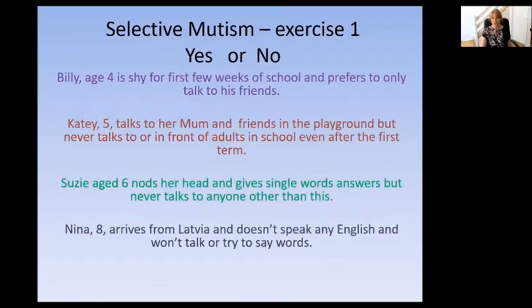So exercise 1 already. Have pen and paper to hand and consider pausing this video to give yourself time to read through 4 different scenarios. There's only a brief bit of information for each scenario. These are all made up children, but I'd like you to have a think about whether you think that child has selective mutism or not, or maybe what further information you'd want to have. So pause the video and have a go.